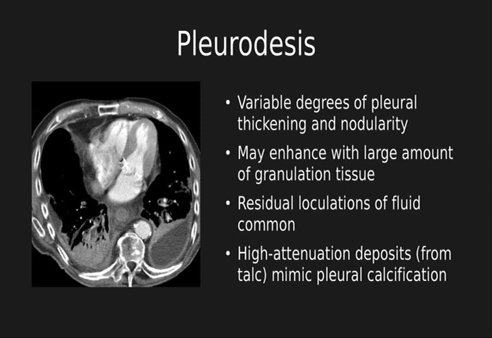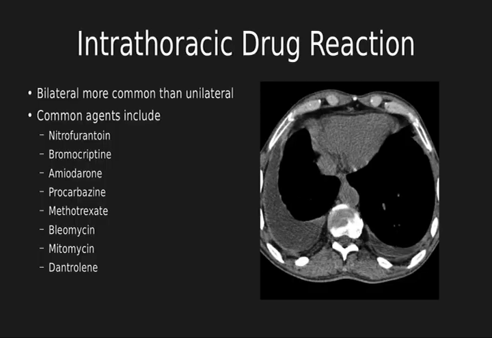Another cause of pleural thickening is the intrathoracic drug reaction, and this is from patients who took these agents. This is most commonly bilateral rather than unilateral. It generally results after the cessation of the therapy.